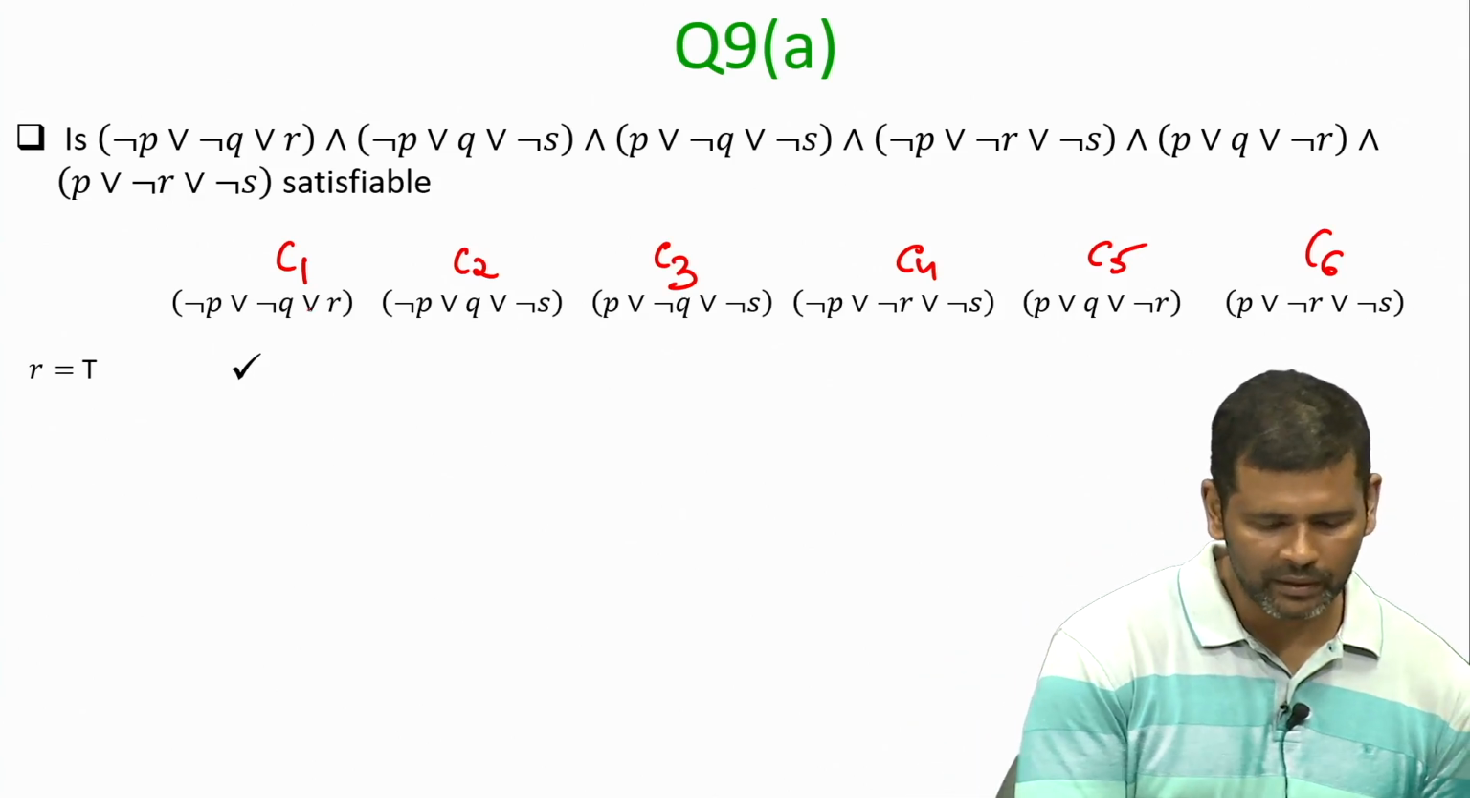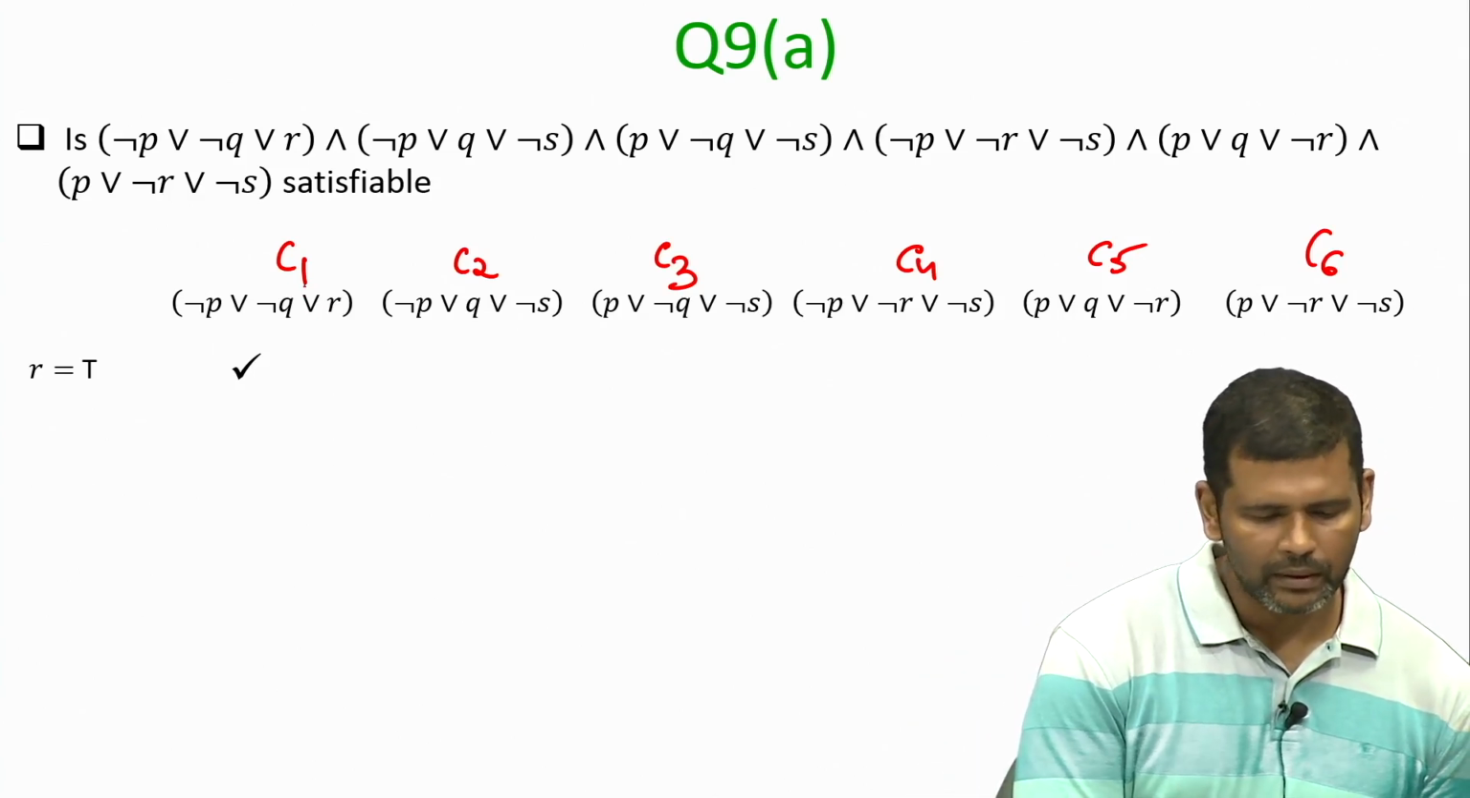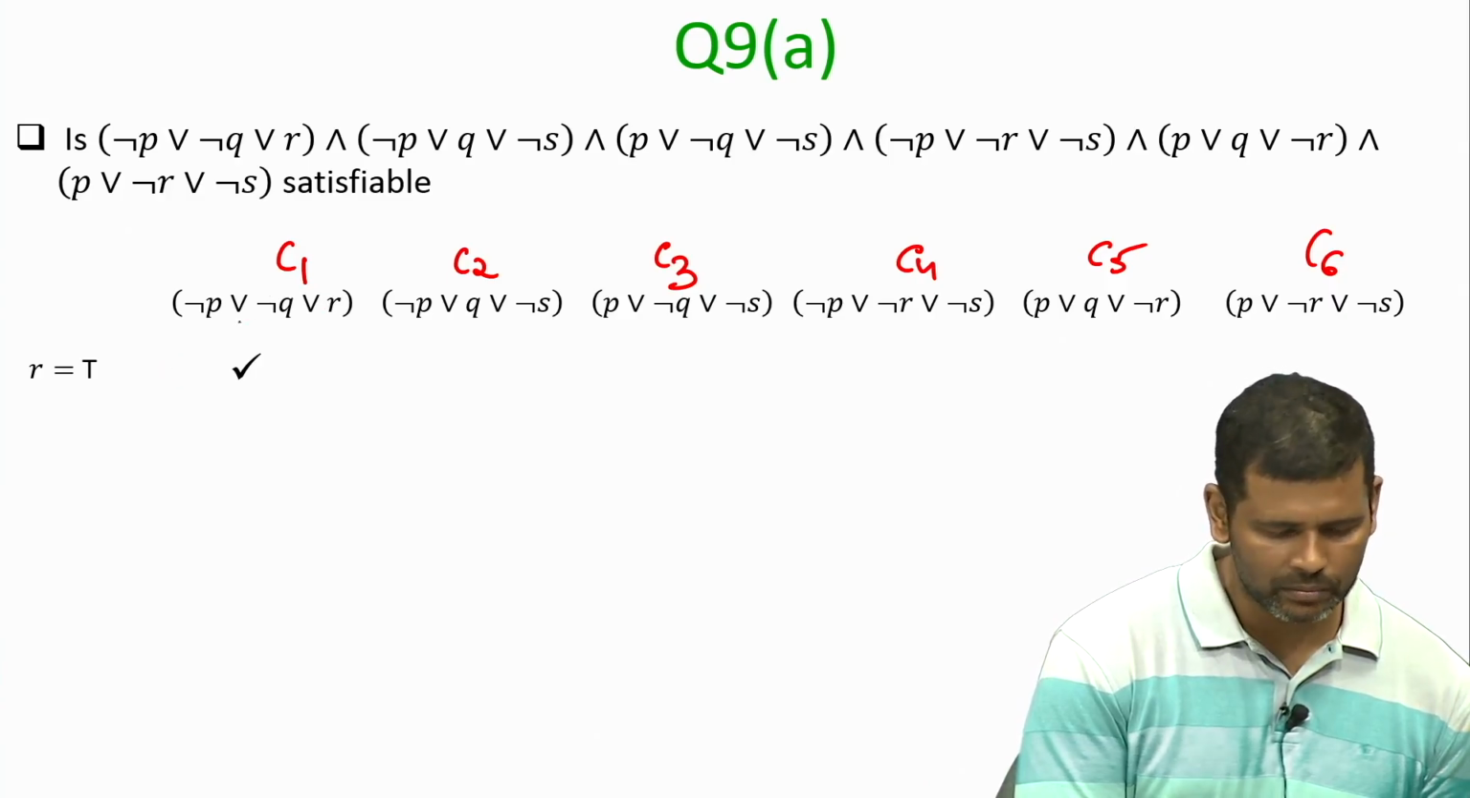So, what I do here is, if I ensure that R is true, then that will ensure that my clause C1 will be true.